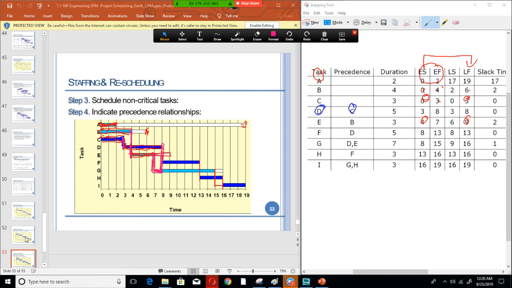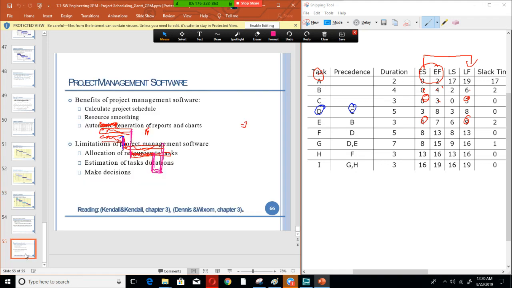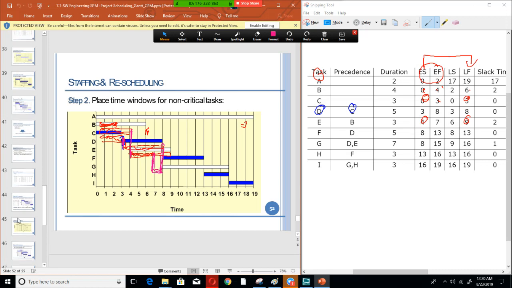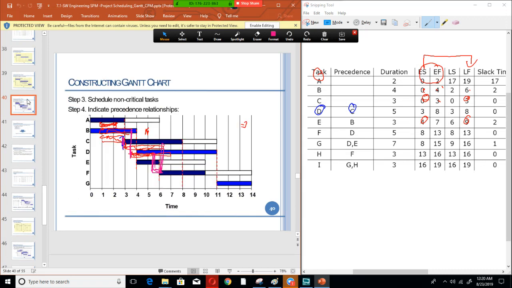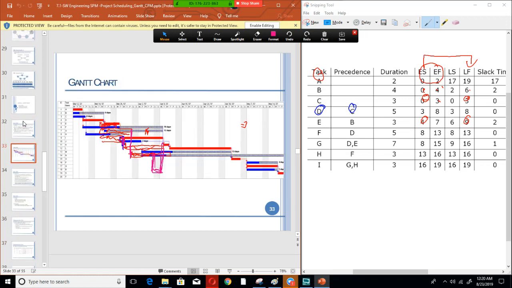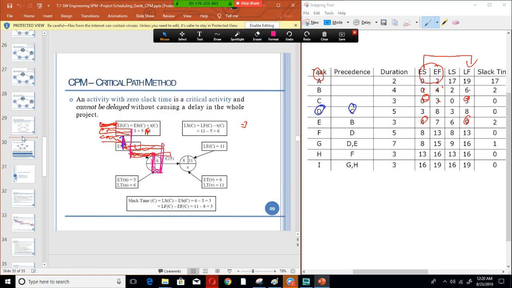Now moving on to the next slide. Staff utilization. So staff utilization is really easy. Here is an example. Let me find it.